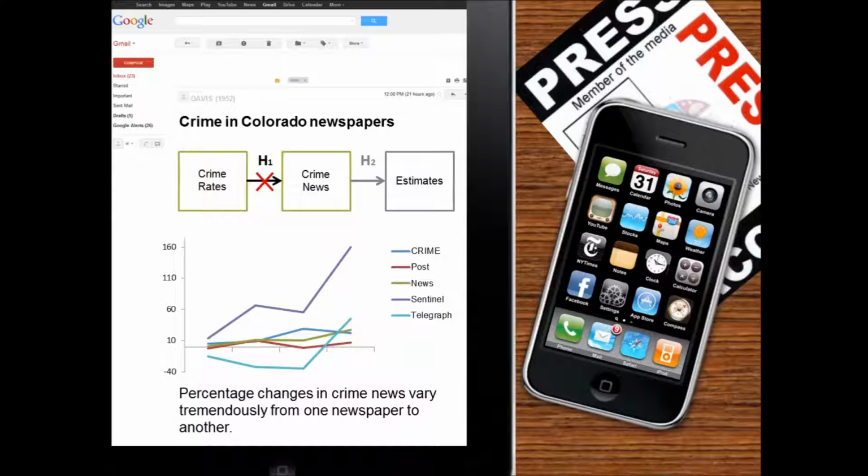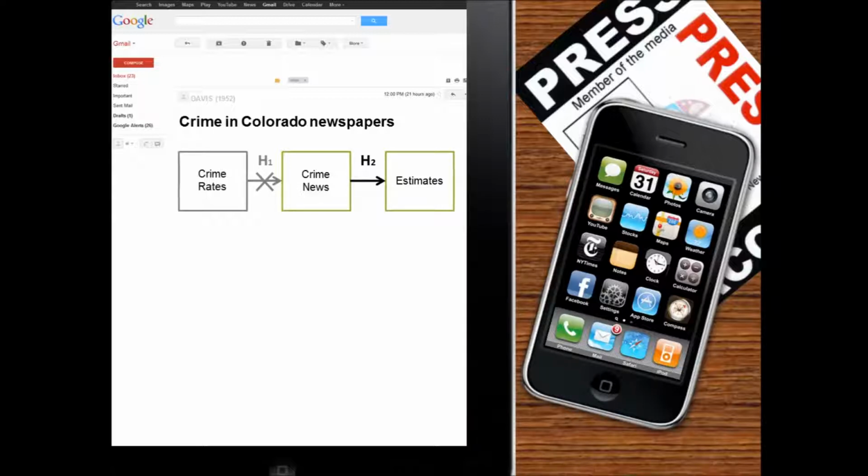And he also noticed, as you see in the graph here, that the percentage changes in crime news vary tremendously from one newspaper to another. So, like I talked about earlier, there are multiple gatekeepers in the media system. So, as a result, you probably don't have the same coverage over and over again, even though, think about the routinization, they may still have a lot of similarities in what they are presenting each day, but not necessarily on the amount of crime coverage.